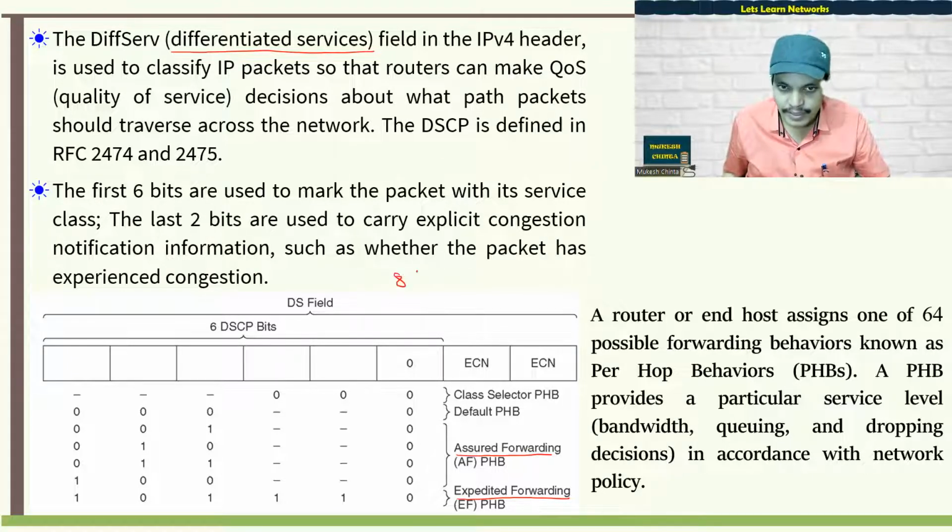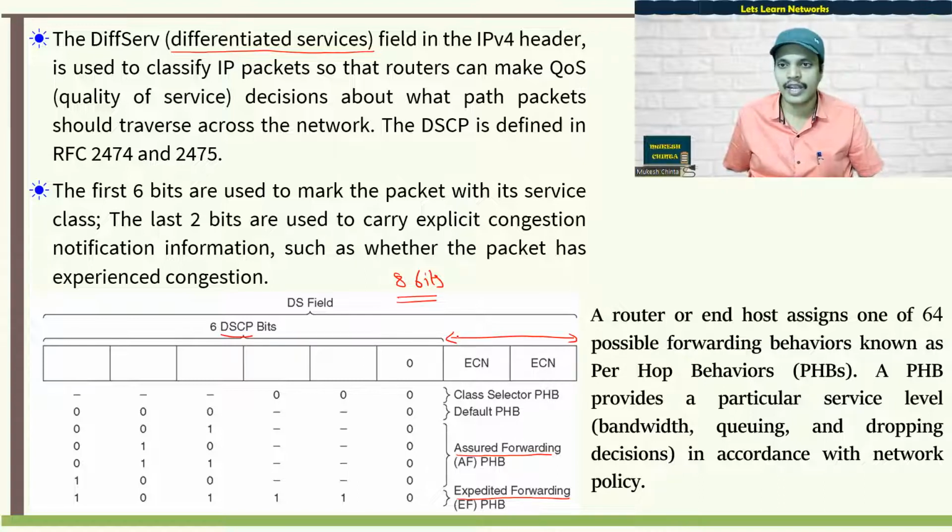So it is 8 bits in length. The first 6 bits are called DSCP bits, differentiated services code point bits, and the remaining 2 bits are your explicit congestion notification. If you want to inform a particular node regarding the congestion that you are facing, then you need to add those bits there. You can use these 2 bits to signal the congestion that is happening.